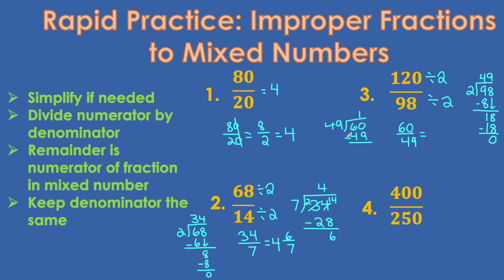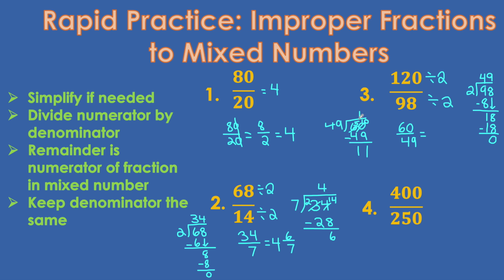We don't have enough for 0 minus 9. Borrow 1 from the 6. This becomes a 5, and the 0 becomes a 10. Now we do have enough. 10 minus 9 is 1. 5 minus 4 is 1.